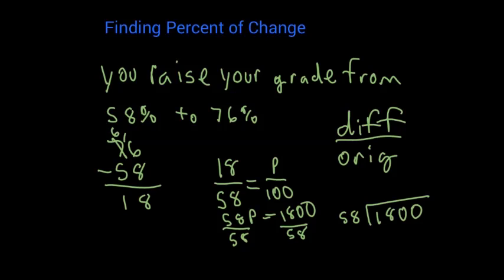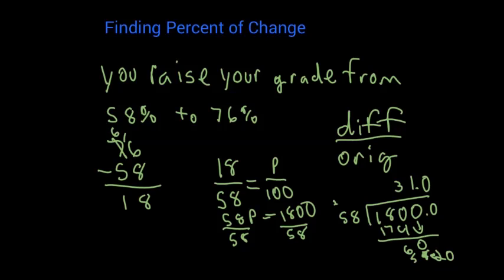So 58 will go into 180 3 times. 3 times 8 is 24, carry the 2, 3 times 5 is 15, plus 2 is 17. Subtract, I get 6, and 60 when I bring down that 0. 58 will go into 60 one time with 2 left over. And then if I had a 0, it would make it 20. And 58 won't go into 20. So I can round that to just 31.